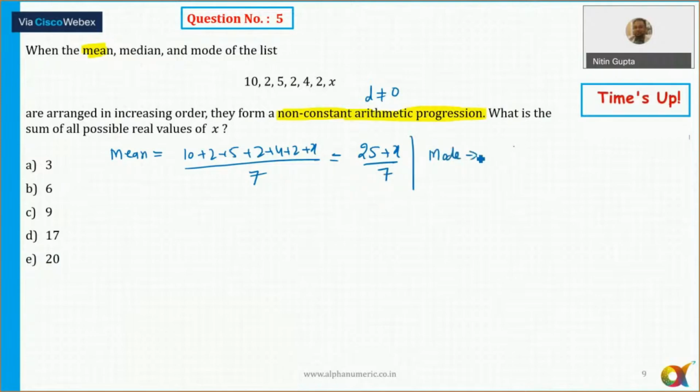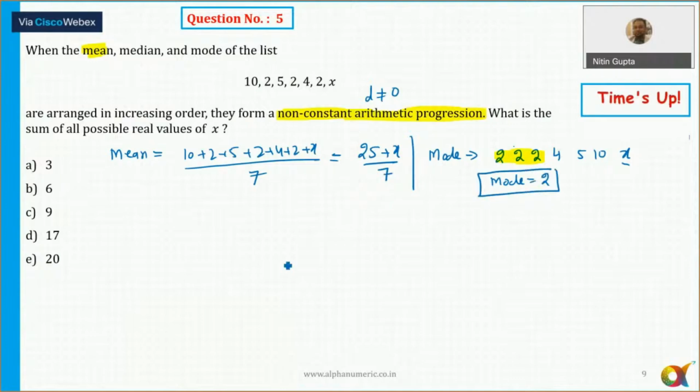Okay. So what is the mode? If I write down all the numbers in increasing order, that is 2, 2, 2, 4, 5, 10, and one of the numbers is x. Now, this x can be equal to 4, 5, 10, 2, or anything else, but we can definitely say 2 is going to repeat the maximum number of times. Whatever the value of x is, 2 is going to repeat the maximum number of times. So the mode here is equal to 2.